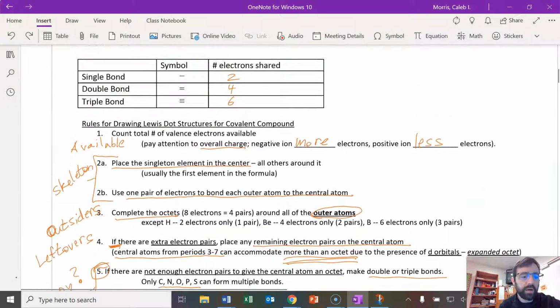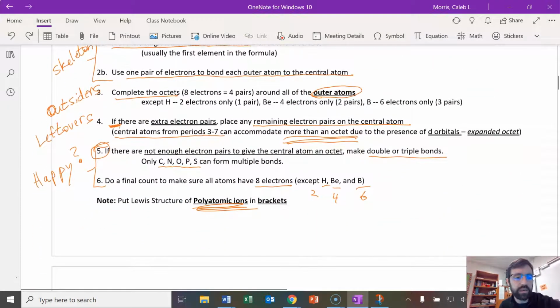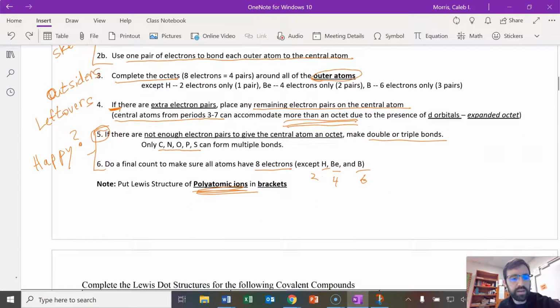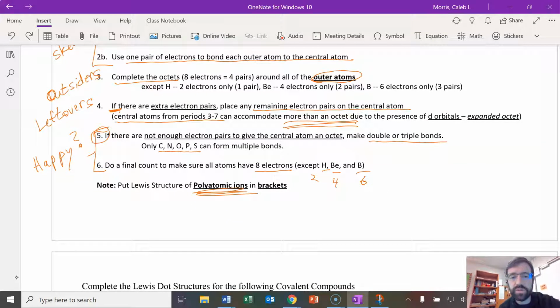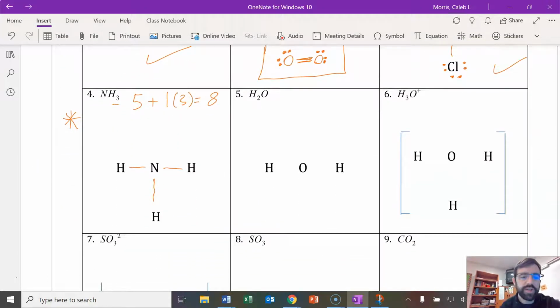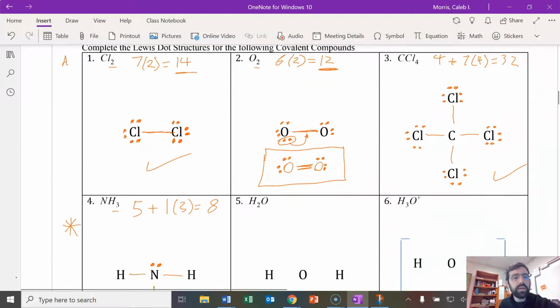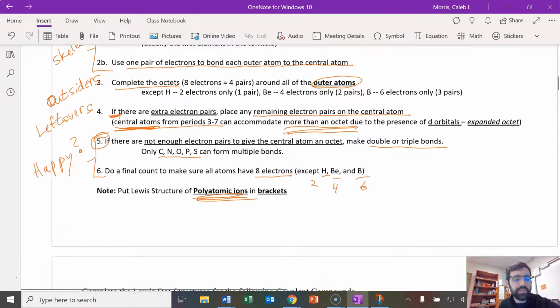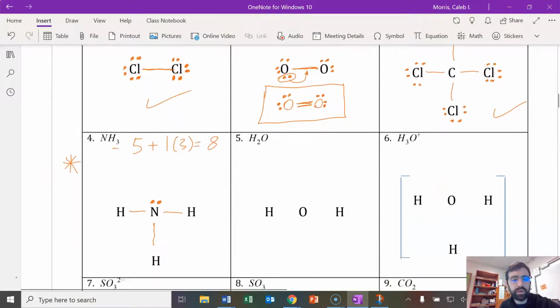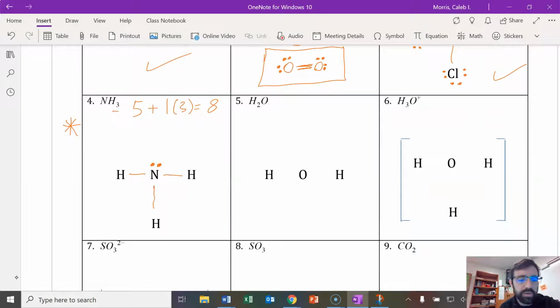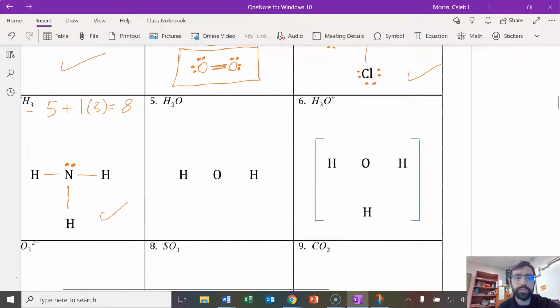So if we're doing that outsider step, we've already got it. The outsiders are happy. If we have any leftovers, where do they go? Leftovers go on the central atom, which works out well because nitrogen actually wants 8. I've got 2, 4, 6, 7, 8. Okay. We did our leftover step. Now we just check if everyone is happy, and if they are, then we're done. So hydrogen has 2, which is what it wants, and then nitrogen has 8, which is what it wants. We're done.